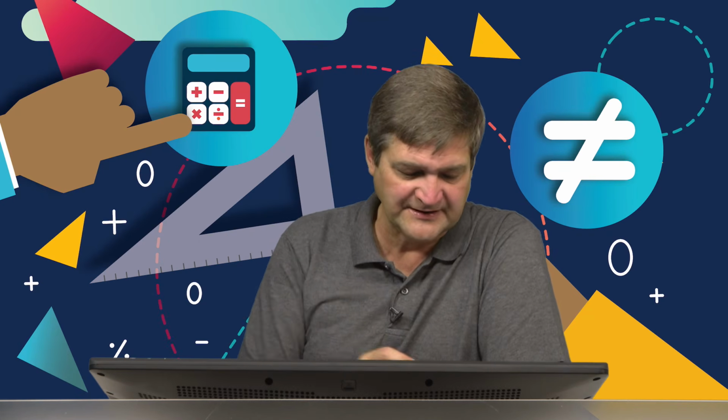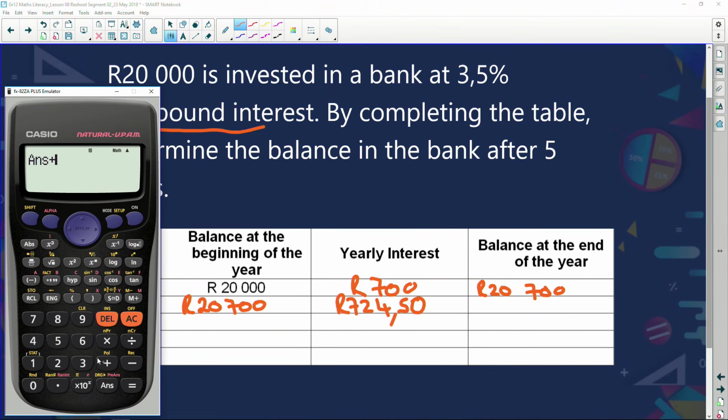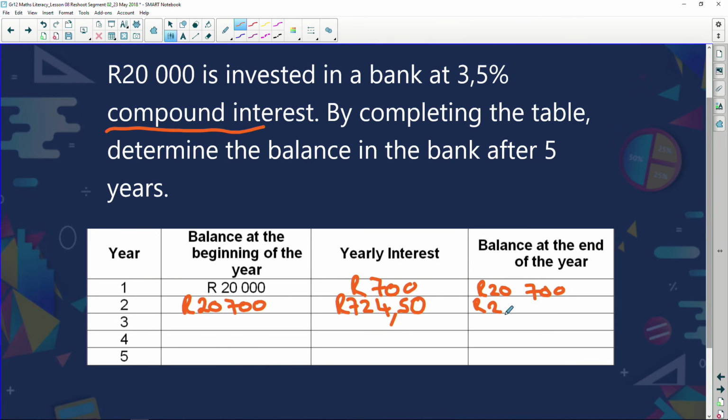All right, so we've got 20,700. So let's add that plus 20,700 Rand, and I get an answer then of 21,424 Rand and 50 cents. So at the beginning of that year, I got 21,424 Rand 50 cents. Then we calculate the interest on that, get an answer.